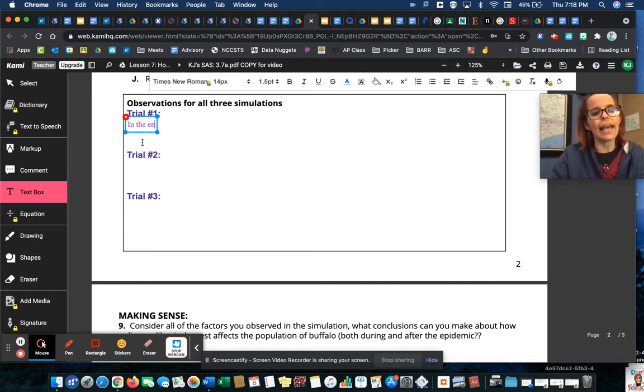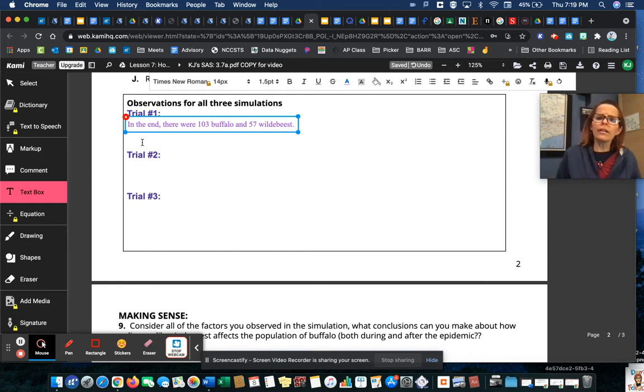So at the very end, which was time 2000, I'm looking off to the left because I have the results over on my other computer and I can't memorize them. There were 103 buffalo and 57 wildebeest. What other observations can we make? The wildebeest were following the rains.